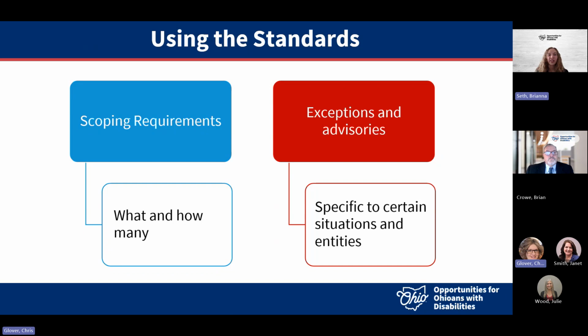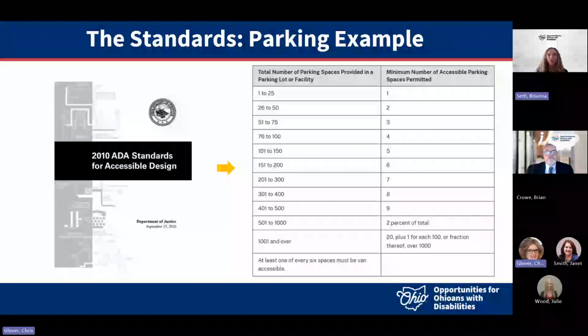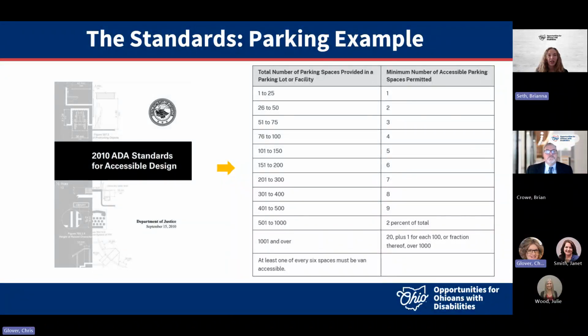So let's revisit our parking example and review the scoping requirements in Chapter 2 of the standards. These scoping requirements in Chapter 2 are broken into sections based on various topics. We can find information on accessible parking in Section 208, Parking Spaces. This section includes the minimum number of accessible parking spaces for facilities with 1 to 1,001 available parking spaces.